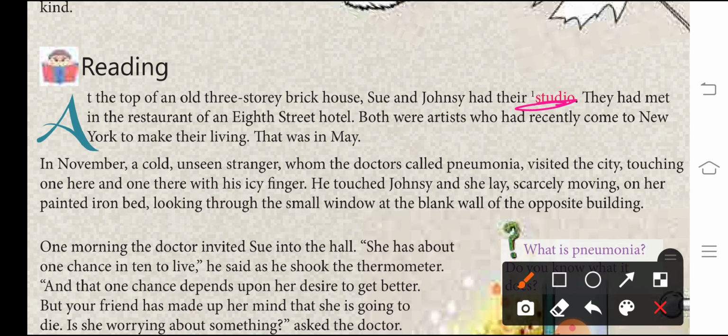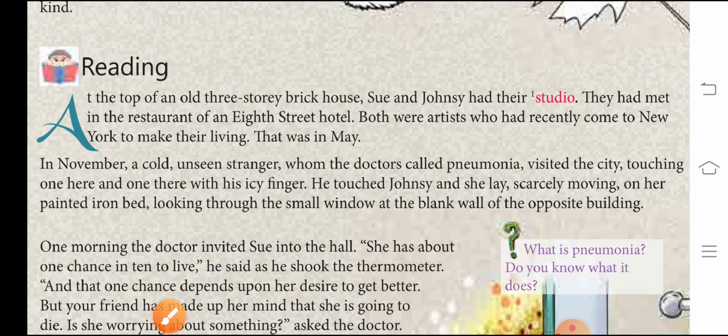Because both of the girls, Sue and Johnsy, were artists. They used to do painting, right? So that's why they are writing studio here. You can see this word studio on your page number 10. Studio is a place where artists paint their paintings. Okay, we have different types of studios. So this is one for painters.